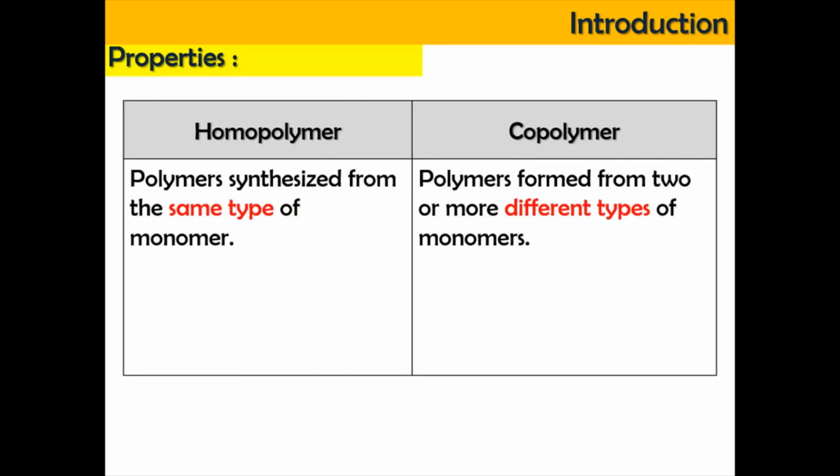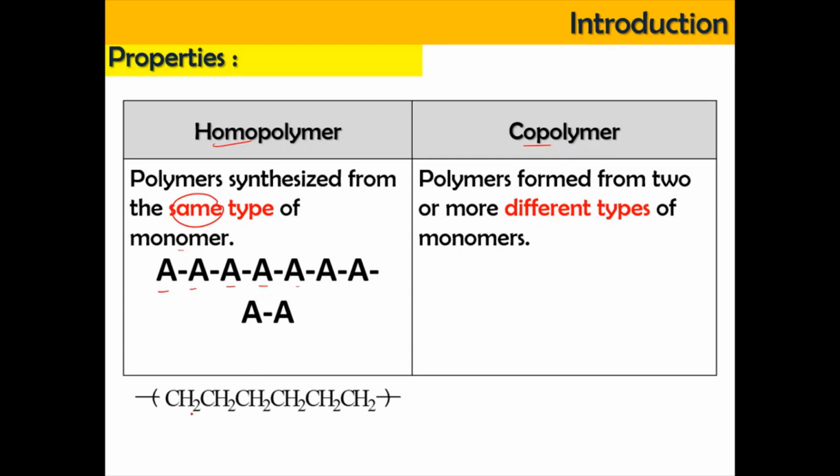So the polymer can be divided into two, which is the homopolymer and the copolymer. So the homopolymer is basically synthesized from the same type of monomer. Let's say your monomer is all made up of the same type of monomer, which is A, and these are the examples of the homopolymer. So everything is made up of the CH2, CH2, CH2, CH2, and so on.